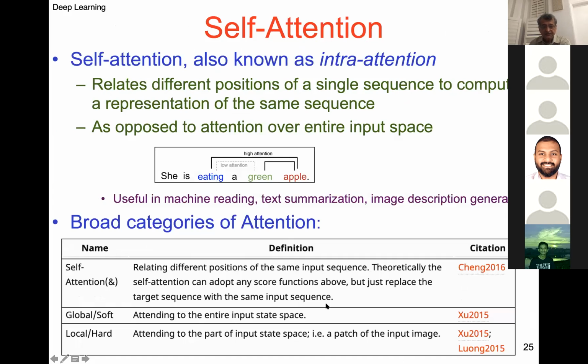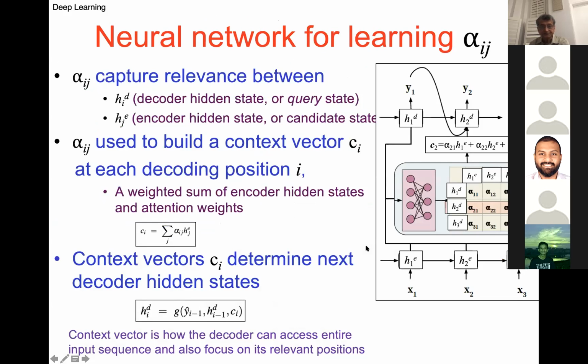So we just saw the idea of self-attention, also known as intra-attention, which relates different positions of a single sequence to compute a representation of the same sequence. So there are broad categories of attention. Theoretically, self-attention can adopt any score function above, but just replace the target sequence with the same input sequence. Global is attending to the entire input state space, and local is attending to a part of the input space, like a patch of the input image, and so on.